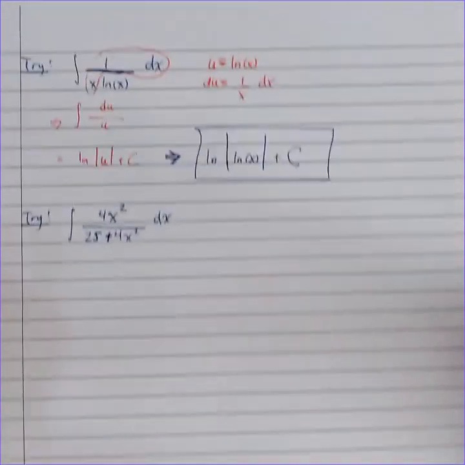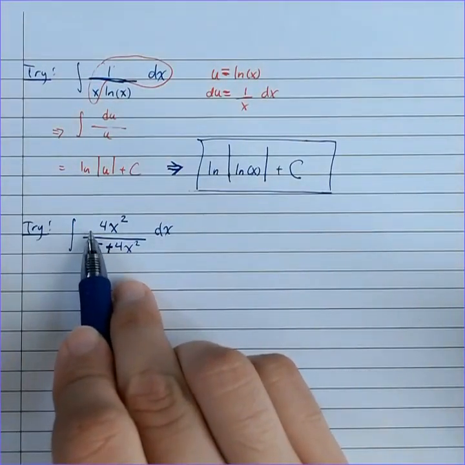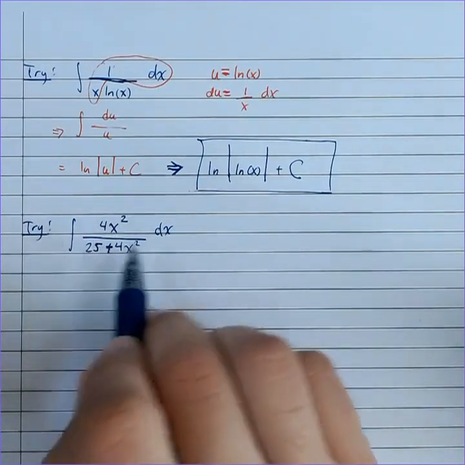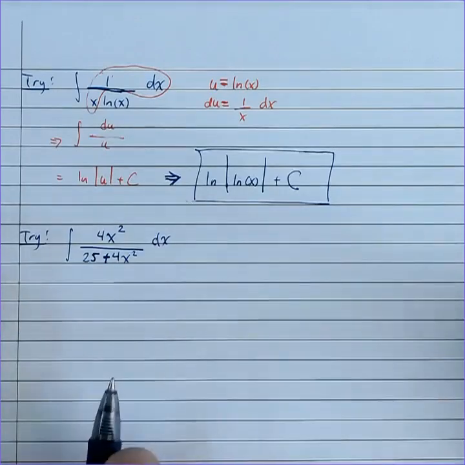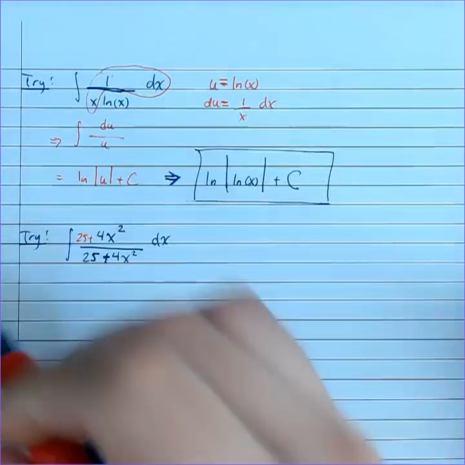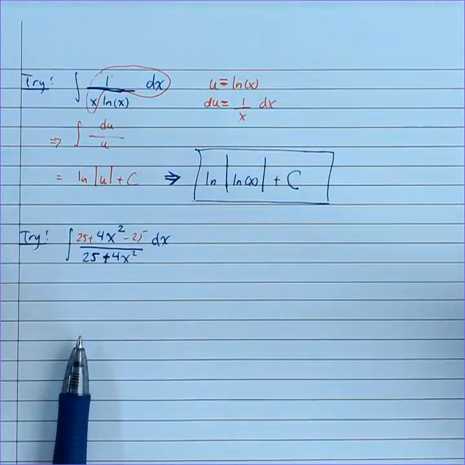All right, so let's take a look here. Okay, if that just had an extra plus 25 right there, this would be the easiest problem in the world. That would just reduce down to the integral of 1. Okay, so let's go ahead and add 25 right here. But now, I subtract 25 right here to balance things out.